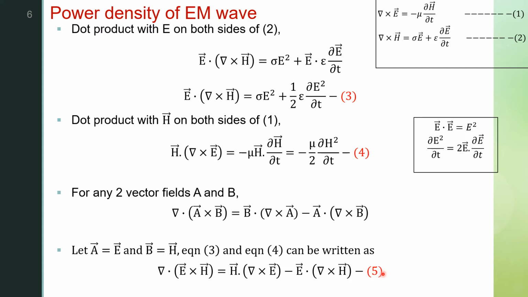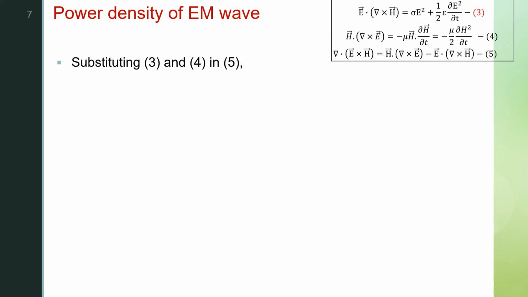So what's our aim? We want to compute the power density associated with an electromagnetic wave. This is the basics that we have applied in solving this equation, that is E dot ∂E by ∂t. E dot E is E square, and ∂E square by ∂t is 2 E dot ∂E by ∂t. So from here we have taken half ∂E square by ∂t. Right now we have got 3 equations: equation number 3, 4 and 5.